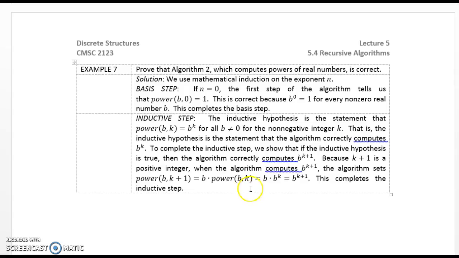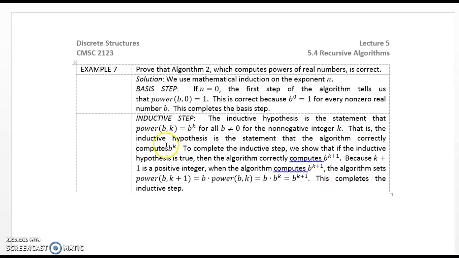Inductive step. The inductive hypothesis is the statement that power of b comma k is equal to b to the power k for all b not equal to 0, for the non-negative integer k. That is, the inductive hypothesis is the statement that the algorithm correctly computes b to the k power. To complete the inductive step, we show that if the inductive hypothesis is true, the algorithm correctly computes b to the k plus 1.